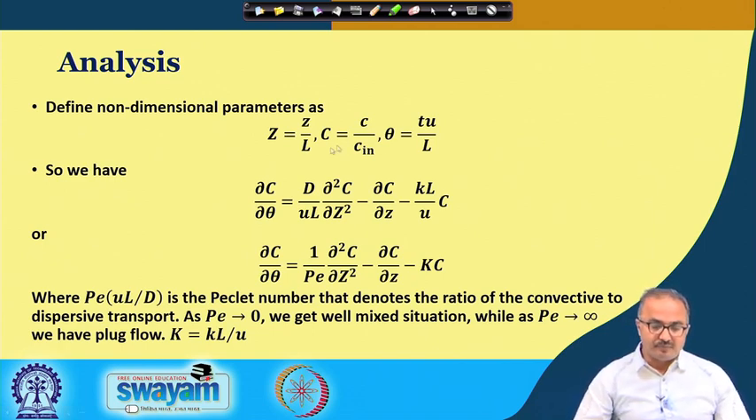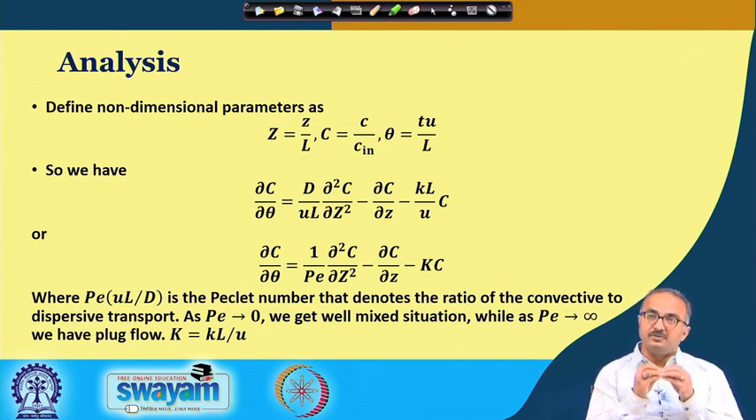Now, after putting all these numbers we get this particular equation, and in it you can easily see that this particular D by uL is given by a non-dimensional number, the Peclet number. This Peclet number denotes the ratio of the convective to the dispersive transport. That means how much of this particular component is getting dispersed due to the concentration gradient and how much of it is going because of the convective flow.